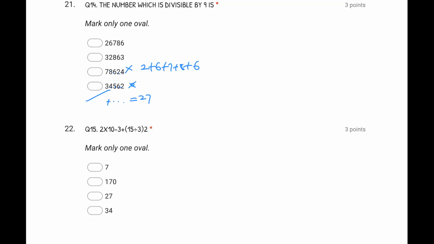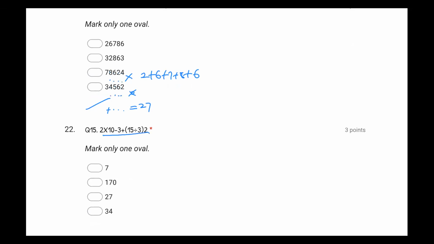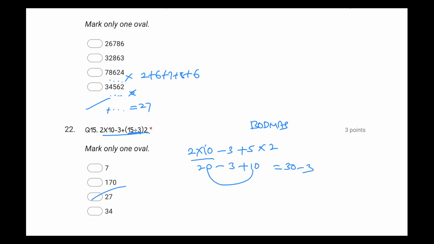And next, the 15th question, it is a simplification sum. As per BODMAS, you have to do the bracket first. The bracket is 15 divided by 3, that is 5. As it is, you have to write 5. Between the bracket and the next term, there is no symbol, which means multiplication. Here 20 minus 3 plus 10. These are the plus values. 30 minus 3. The answer is 27.